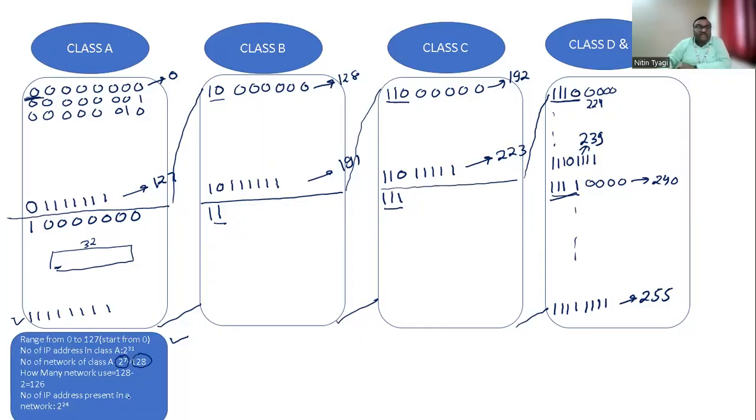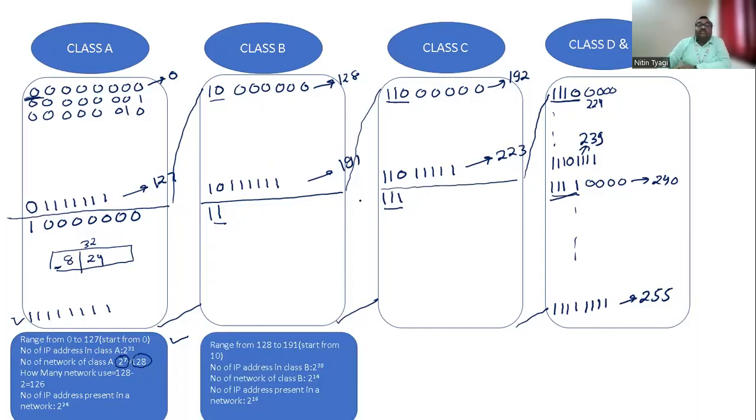Number of IPs present in a network. In class A, 8 bits are reserved for the network ID and 24 bits are reserved for the host ID. So the question is, how many hosts are possible in a class A network? The hosts possible in a class A network are 2 to the power 24.